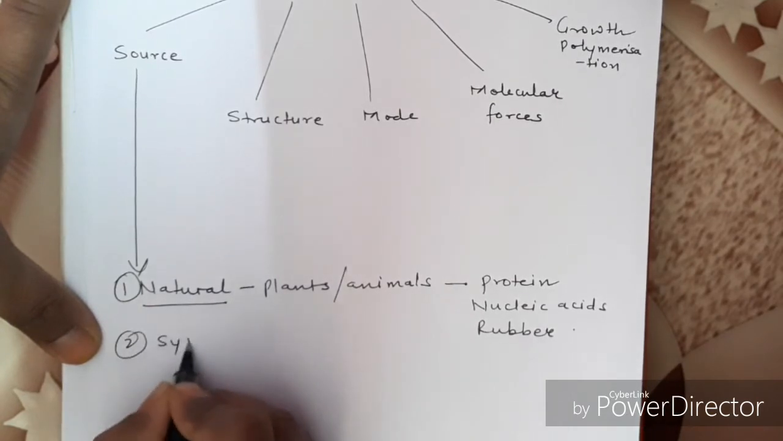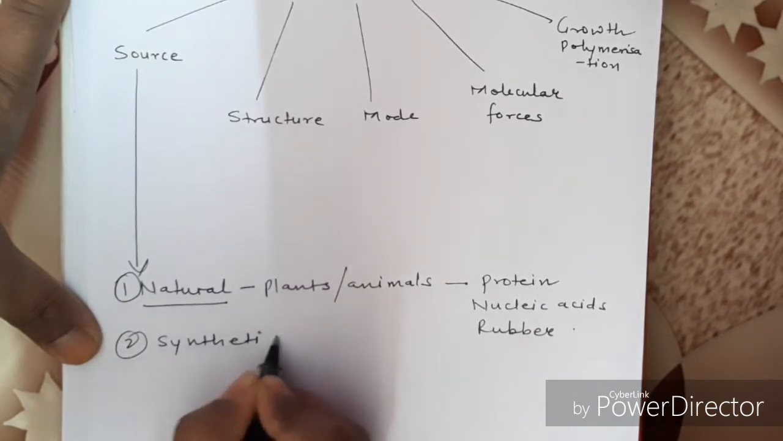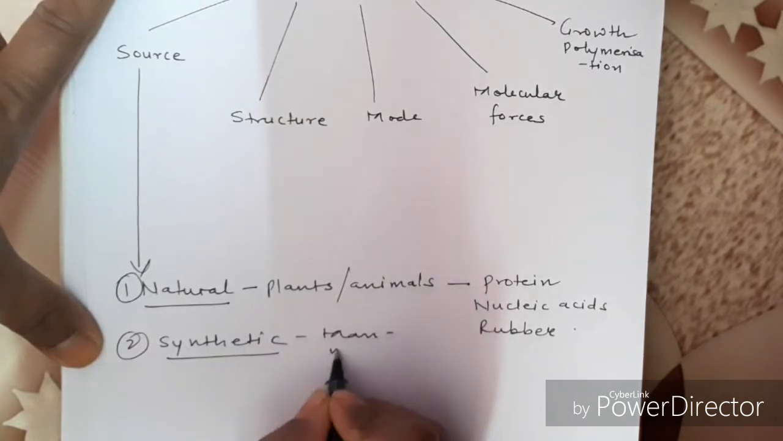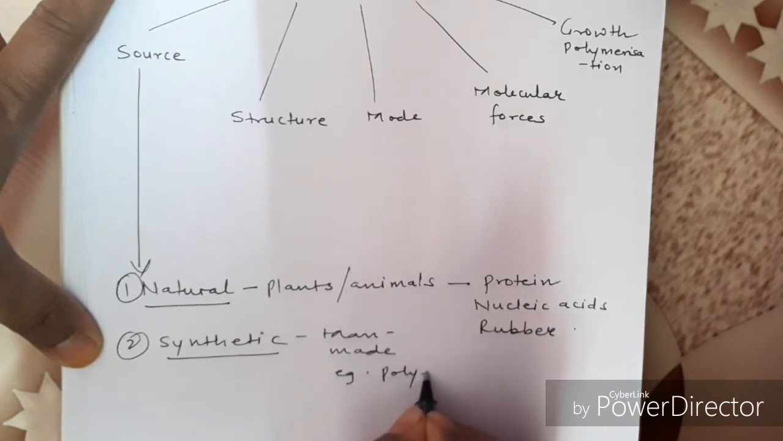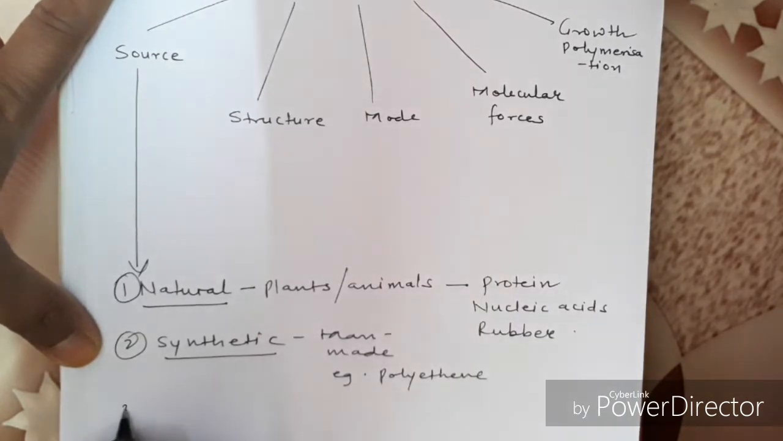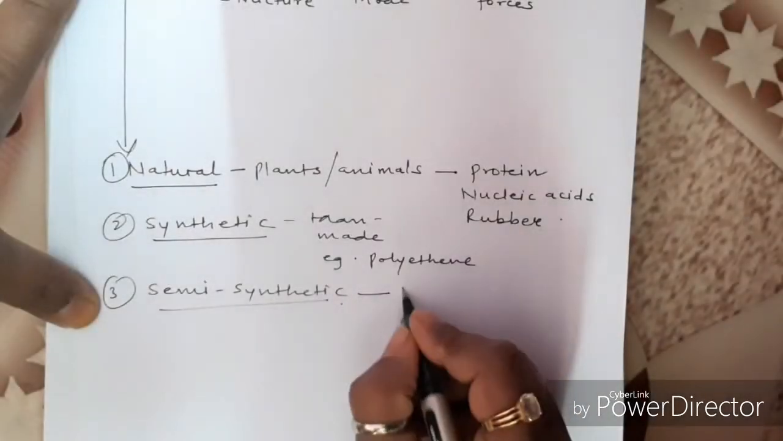The second is your synthetic polymers. In synthetic polymers, we have got all those which are widely available here. Man is making all that, so it's man-made. And the example is anything from this chapter of 12th standard polymer chemistry we can write. I've written polythene, which is the simple one to remember.